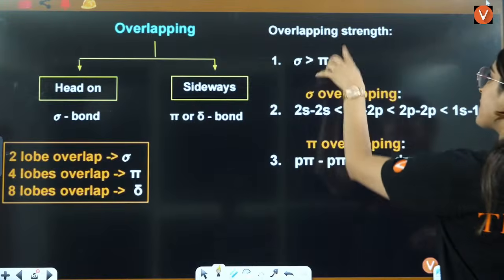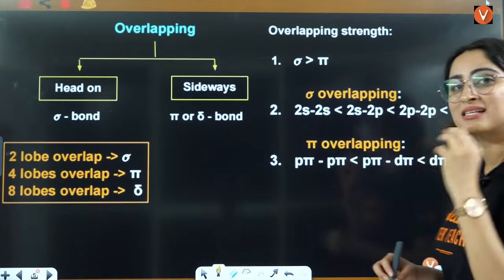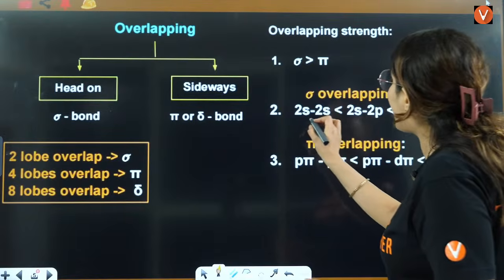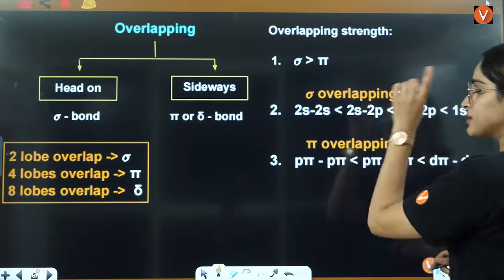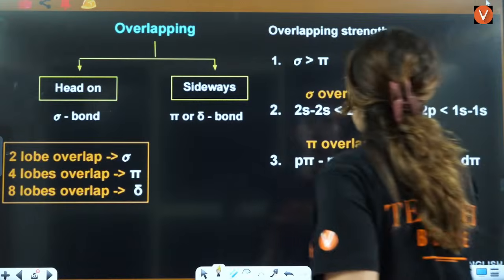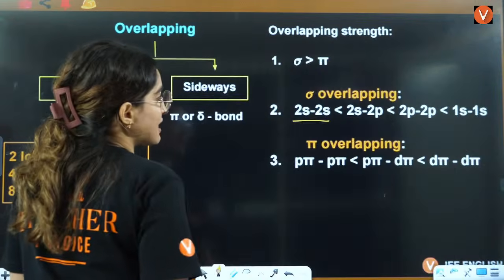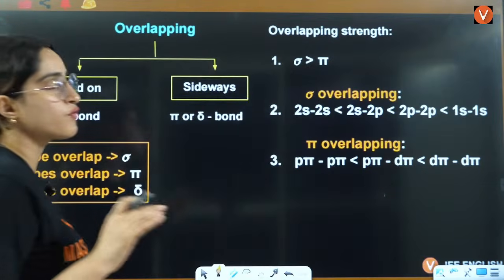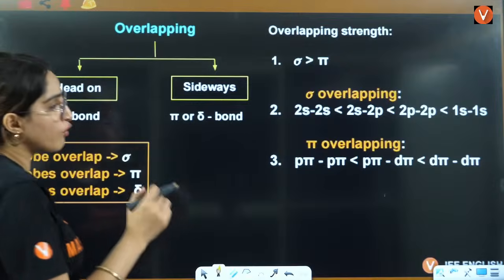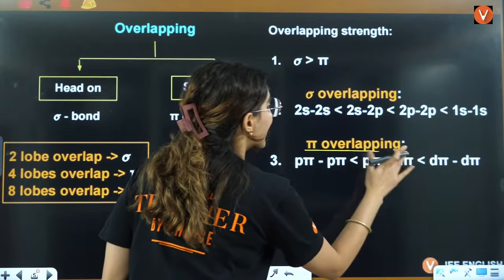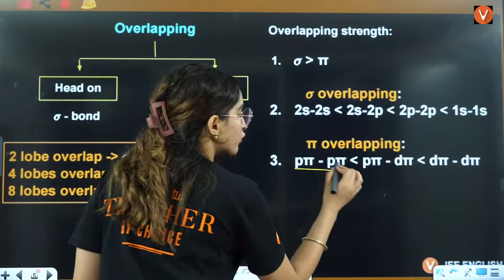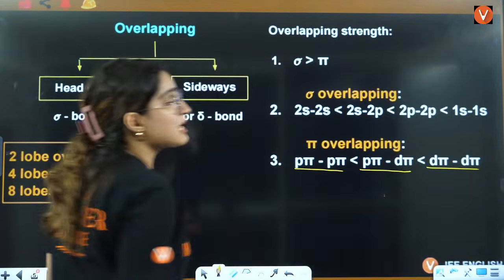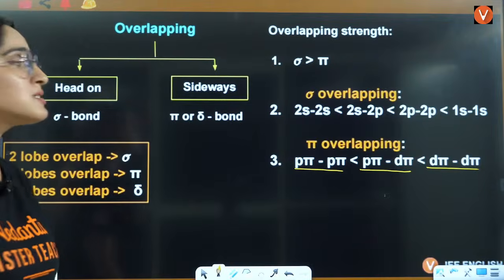So always remember the strength of sigma bond is greater than pi bond. Overlapping is more in sigma bond. Then in case of sigma overlapping, 2s overlapping is less, then 2s 2p, then 2p 2p, then you have 1s overlapping. This is the strength of overlapping. And in case of pi overlapping, p pi overlapping is less, then p pi d pi, then maximum is d pi overlapping.